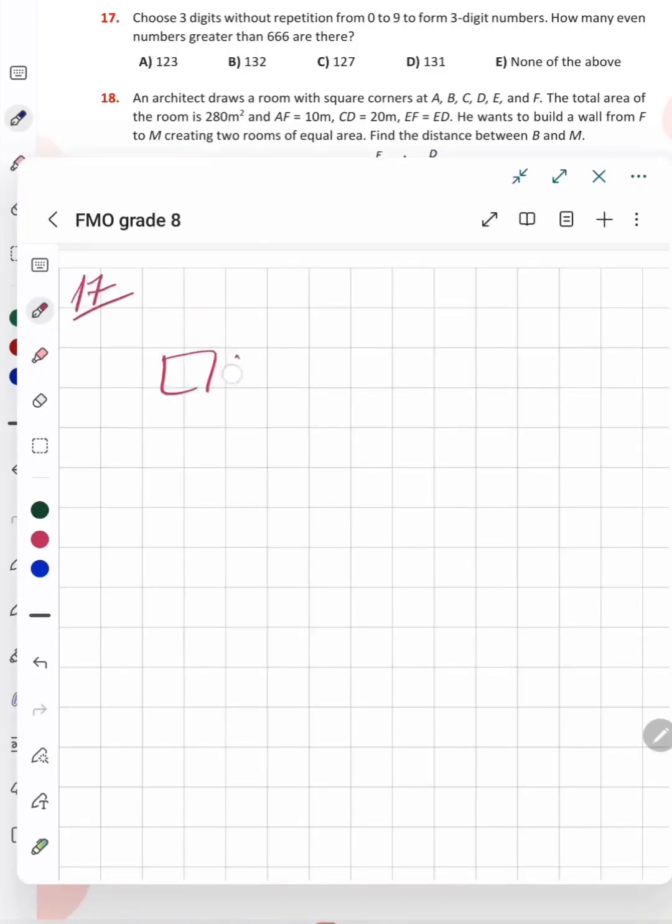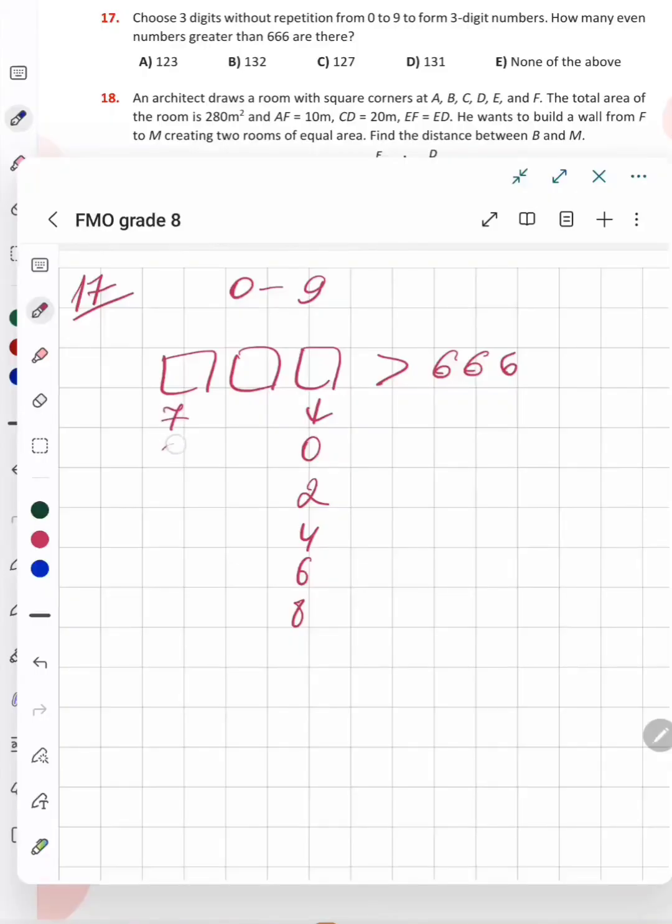Alright, we are forming a 3-digit number which is greater than 666 and ends with either 0, 2, 4, 6, or 8. We use digits from 0 to 9 without any repetition. Let's look at some conditions. Say our numbers start with either 7, 8, or 9. We will take 6 later. 8 is an even number which we can use here, so let's differentiate 7 and 9. Later we will look at the 8 case.